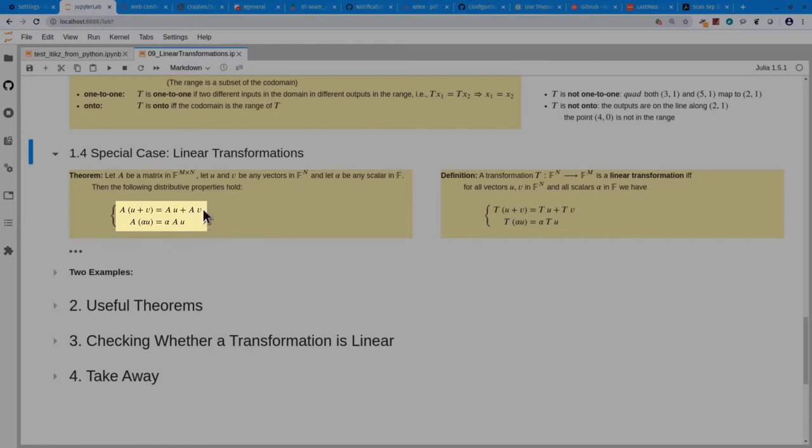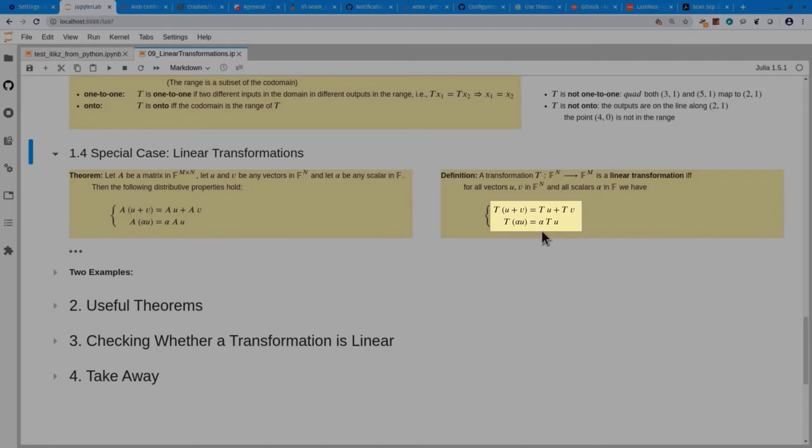This first property, A applied to u plus v, that vector, is equal to Au plus Av. Similarly, if I scale a vector by some constant alpha, then the matrix A applied to alpha u is the same as if I apply the matrix A to u and then scale by alpha. And what this means is that I can do my addition and my scaling in the domain, or I can do my addition and scaling in the codomain, and it won't make any difference. I can do that transformation on either side.